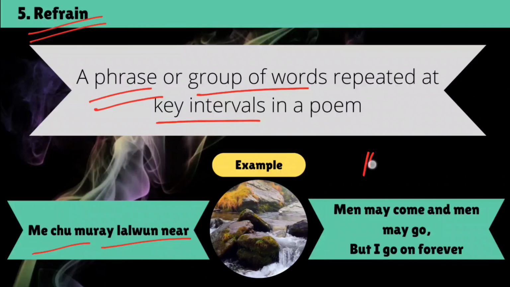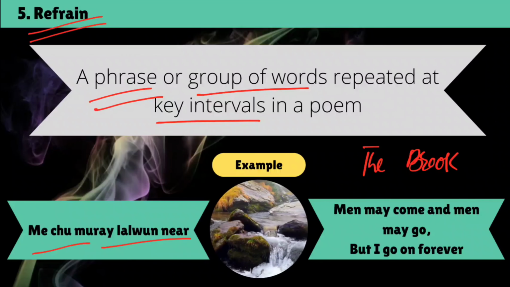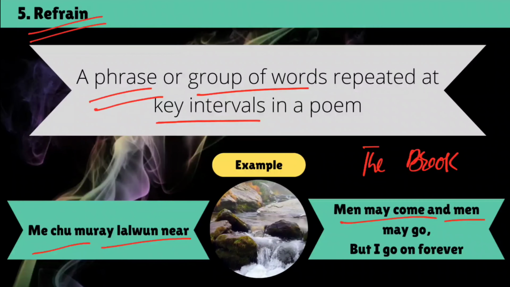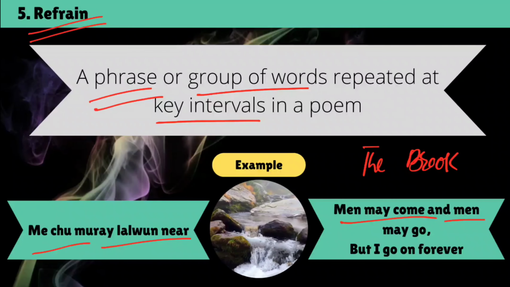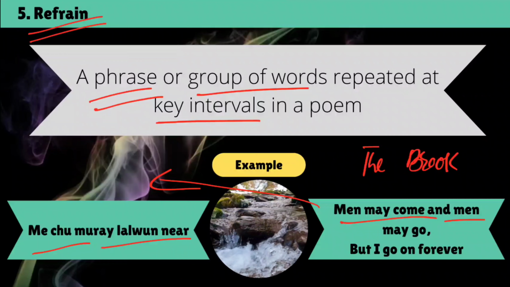Similarly, in the poem The Brook, a beautiful and musical phrase is repeated. And the phrase goes like this: men may come and men may go, but I go on forever. Dear students, this phrase is not only important as far as the theme of the poem is concerned, but this phrase gives music to the poem, makes this poem more melodious.